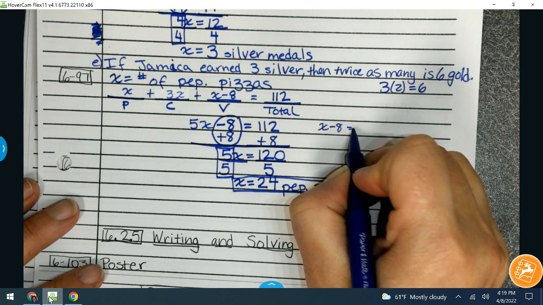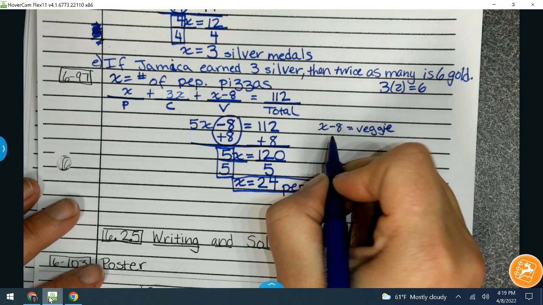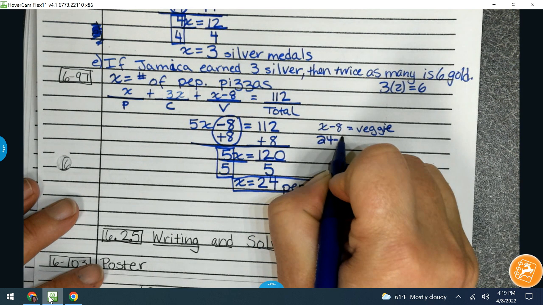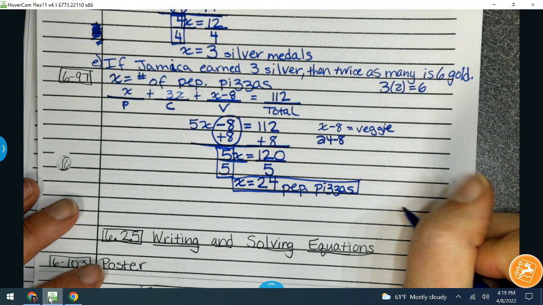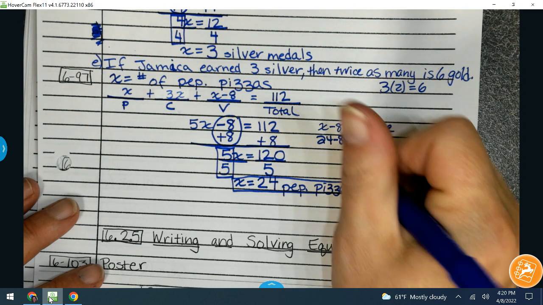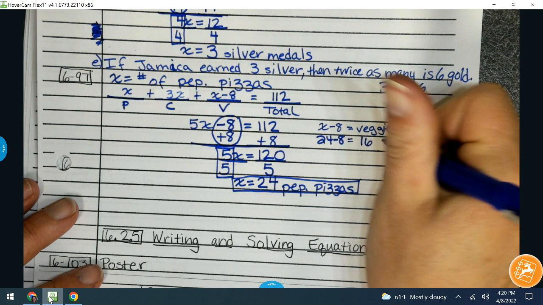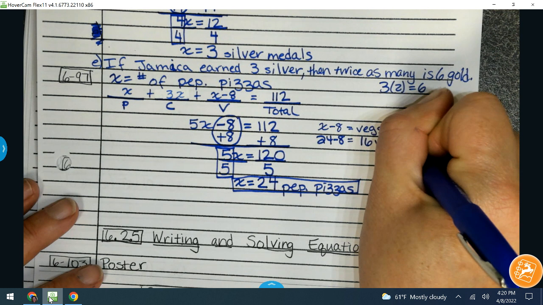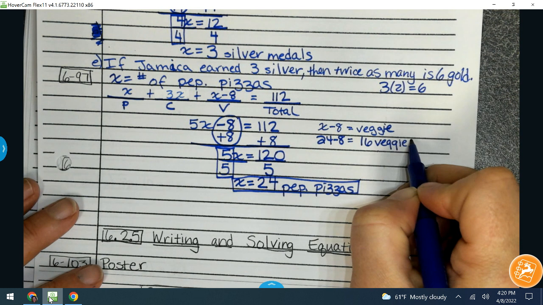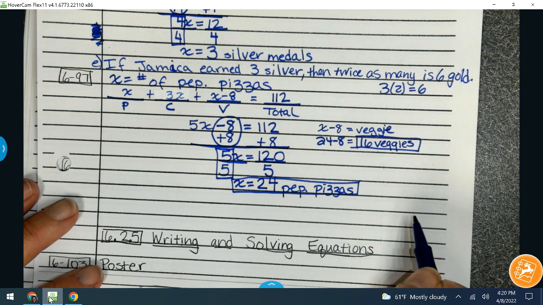So I'm going to put my 24 minus 8. And 24 minus 8 is 16. So we have 16 veggie pizzas.